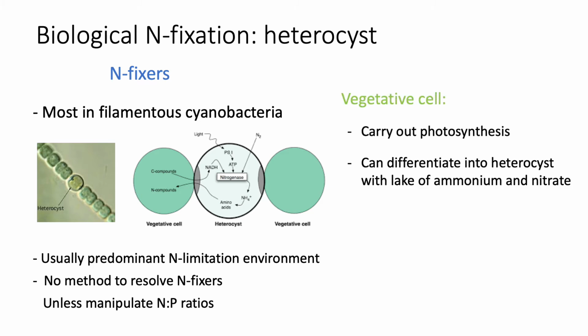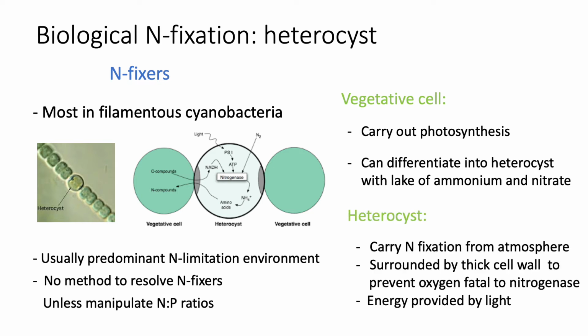and it can carry out photosynthesis and can differentiate into heterocyst when the environment has a lack of ammonia and nitrate, while the heterocysts carry out nitrogen fixation from the atmosphere, and they're surrounded by a thick cell wall to prevent oxygen, which is fatal to nitrogenase, and the entire process energy is provided by light.